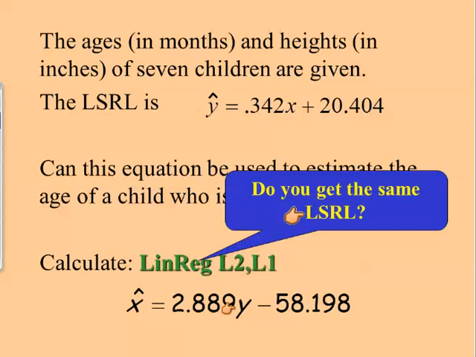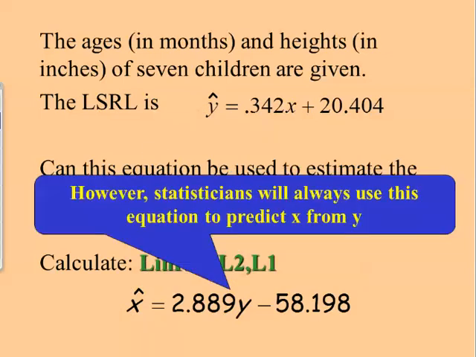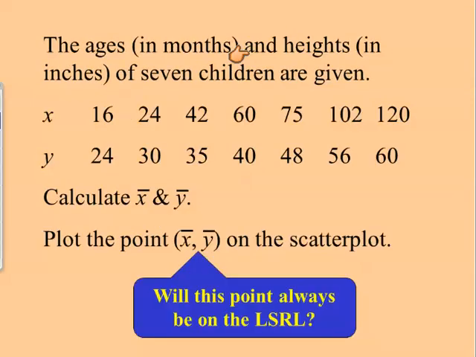Even though we don't get the same least squares regression line here, we don't get the same line here, do we? But it's an interesting concept. Okay? If we're trying to predict x from y, we'll use this line. If we're trying to predict y from x, we would use this line going forward.